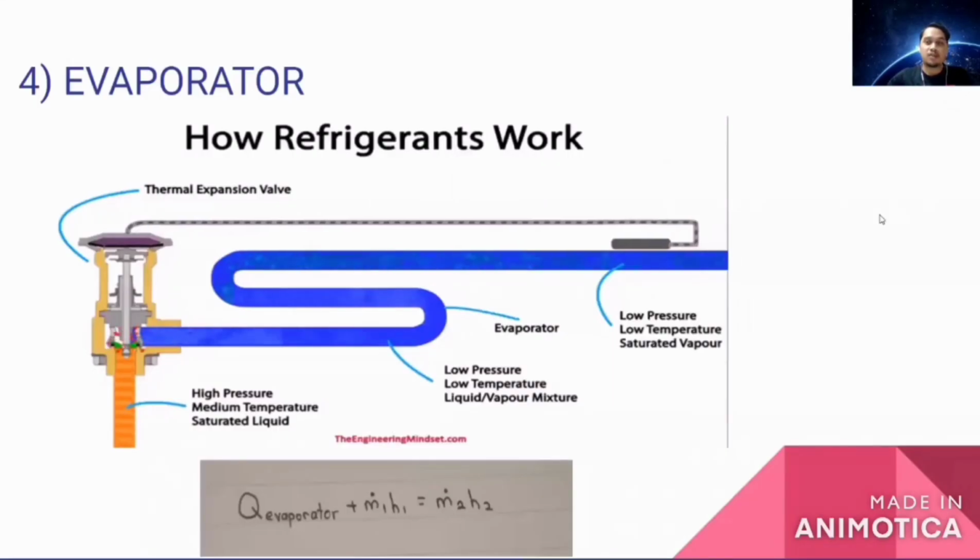The last analysis of the refrigerant is the evaporator. The evaporator contains refrigerant at low pressure and low temperature. The refrigerant will flow through the evaporator coil and absorb the heat. That's why the equation of the evaporator only contains the Q in.